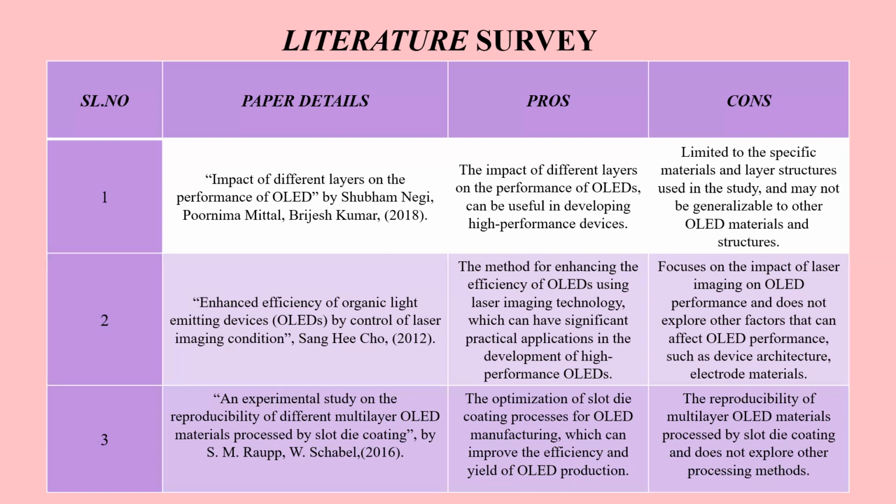And the third paper is an experimental study of different multi-layer OLED materials processed by slot die coating by Roop in 2016. The pro of this paper is that it processes OLED manufacturing and improves the efficiency of OLED production. The con is that it does not suit multi-layer processing by slot die coating, and it does not explore other processing properties.